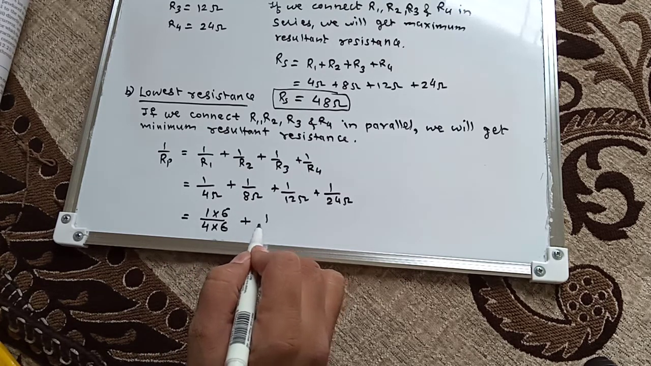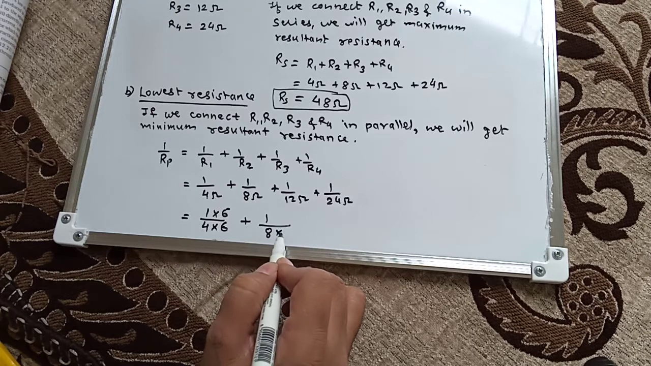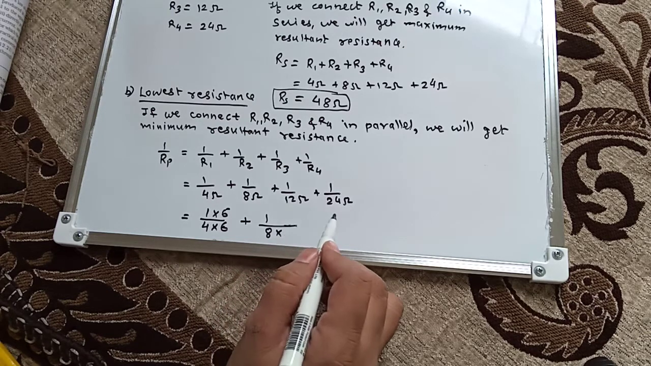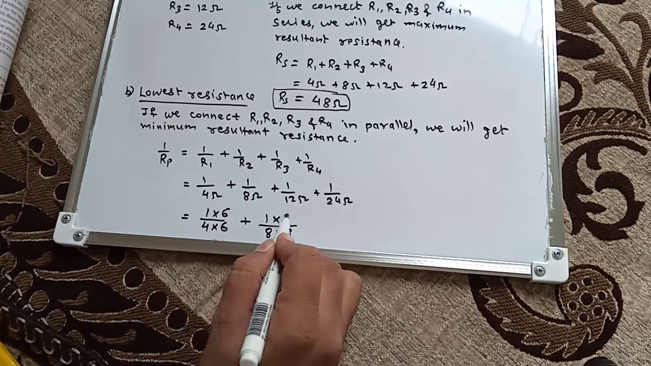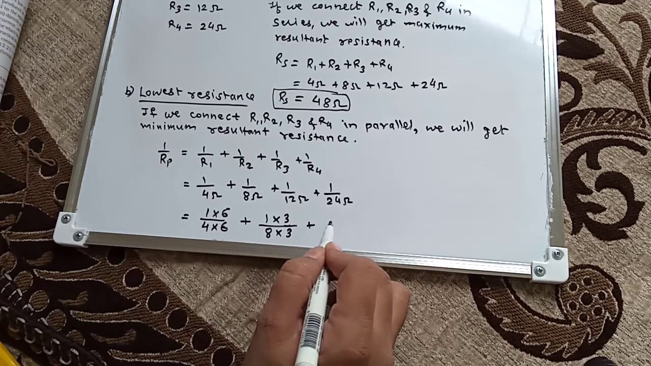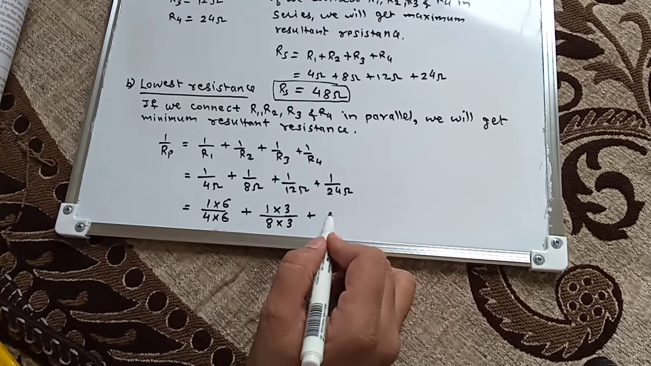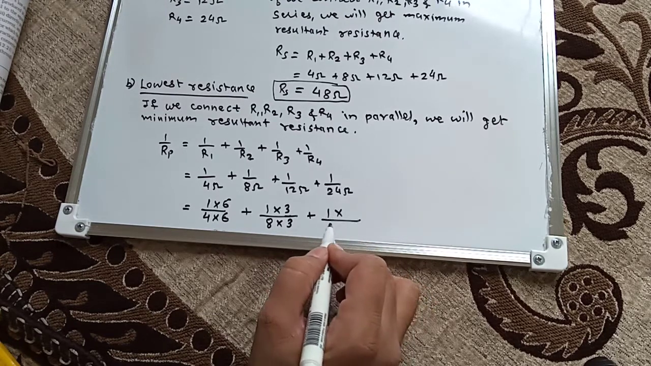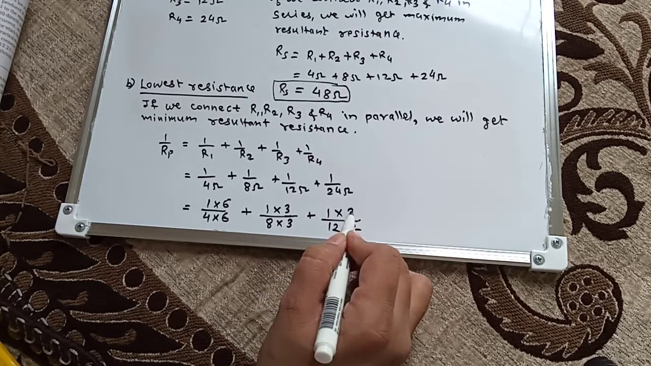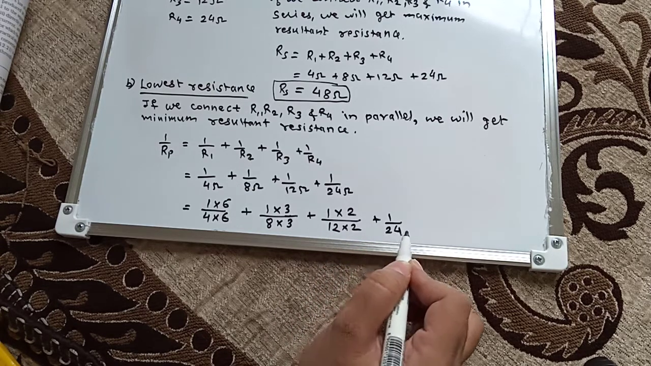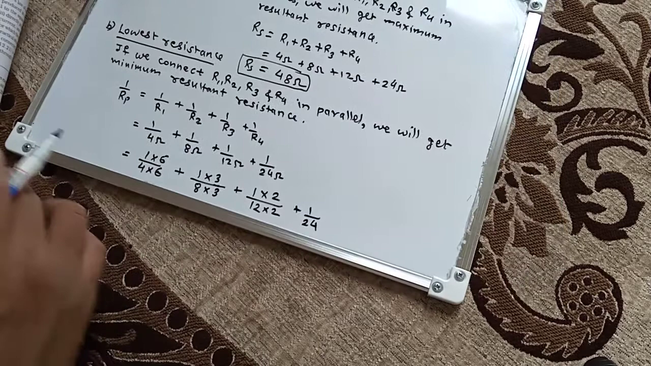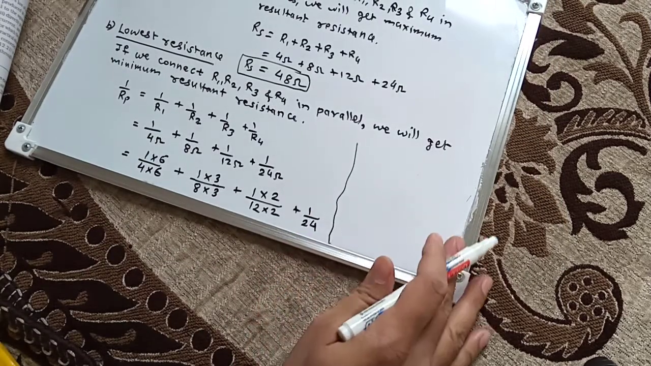This is 1 by 8. We want 24 in the denominator. We want that all denominators should be the same. So this will be 8 threes are 24. So we will multiply the numerator also by 3. Here, this is 12, 12 into 2 will be 24. So 1 into 2 plus 1 upon 24. Here we don't need to multiply because the value is already 24. Now see the further calculation.